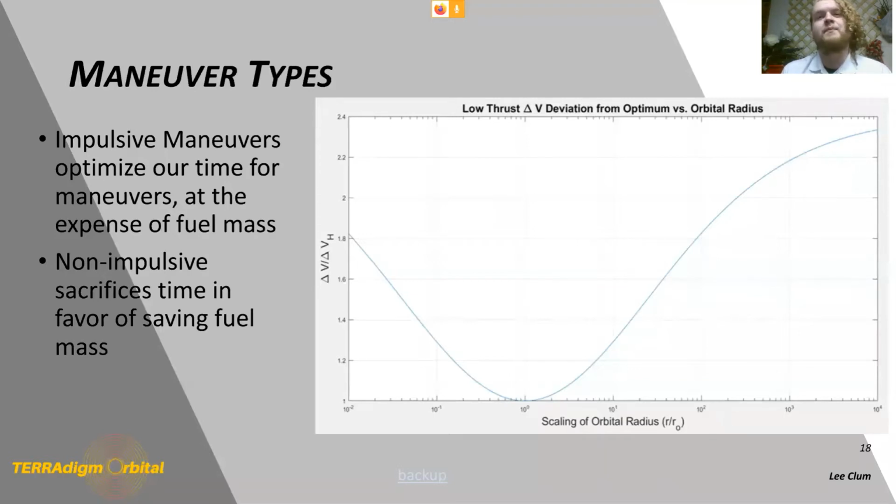To reiterate this point, I created a plot of circular to circular low thrust delta V compared to the optimal delta V, which is a Hohmann transfer. And for a scaling of 10 to the fourth orbit radius, which means a final orbit 10 to the fourth times the initial orbit, the delta V is only about 2.3 times as much. All of this is at the expense of maneuver time, however, so there is a trade-off that needs to be explored.